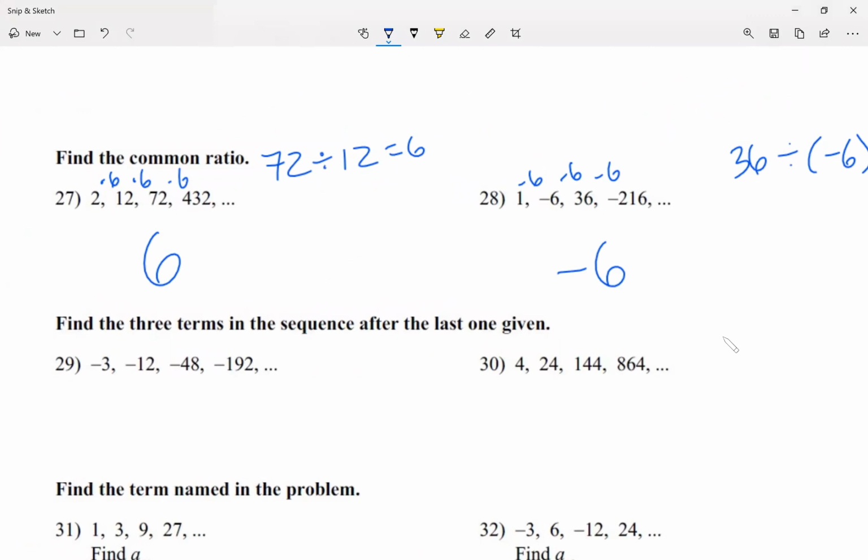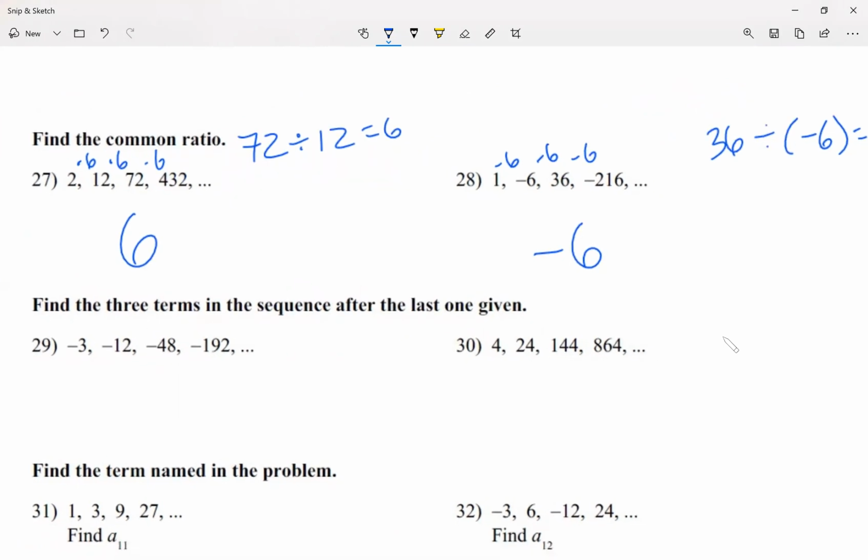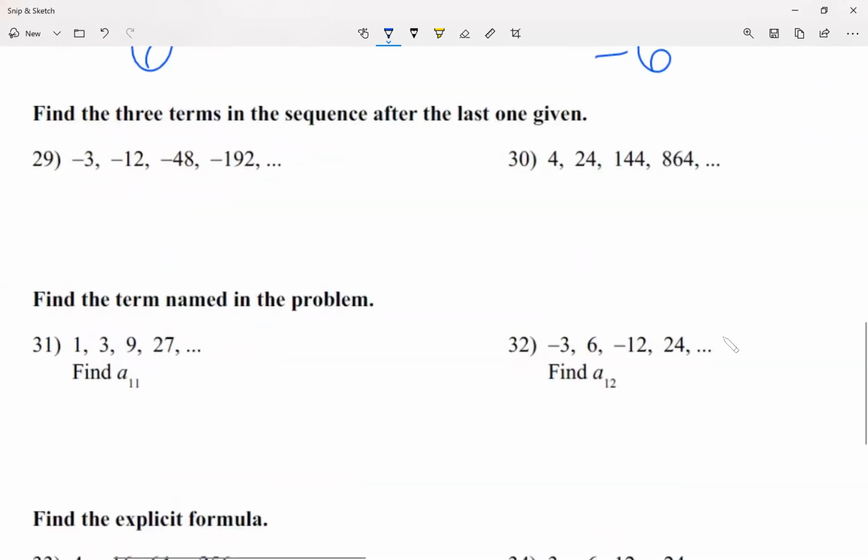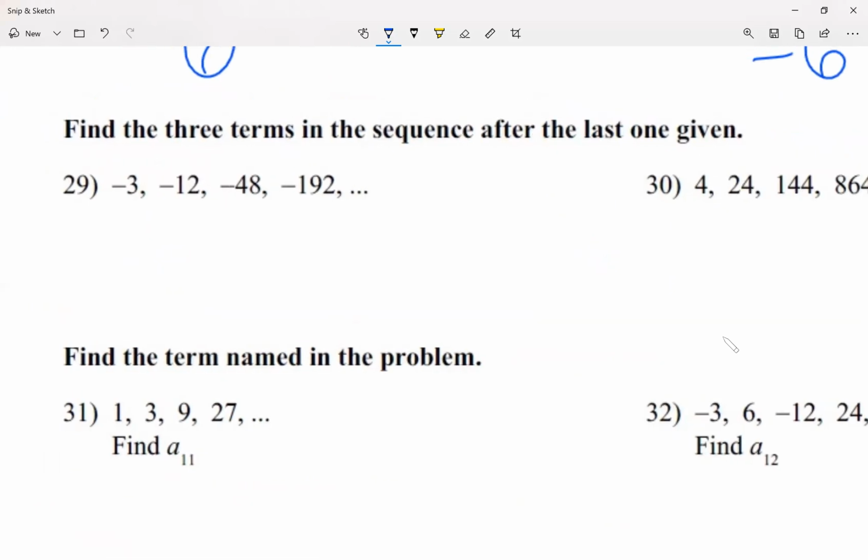It doesn't matter if I get a positive or a negative. The way I'm going to find the common ratio, I'm going to choose a number divided by the previous number. I double check to make sure it does work, and it does. So that's it. Now looking at questions 29 and 30. We have 4 numbers there. My question here is to find the 3 terms in the sequence after the last one given. So I have negative 3, negative 12, negative 48, negative 192. I want to know what are the next 3 numbers that follow on the list.